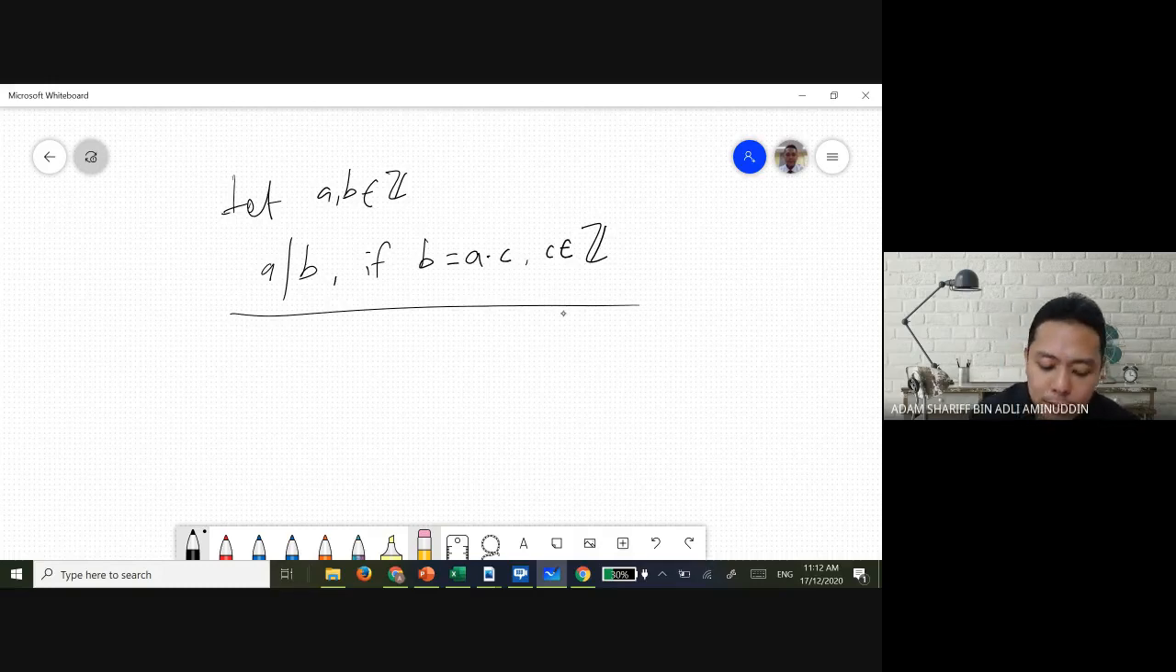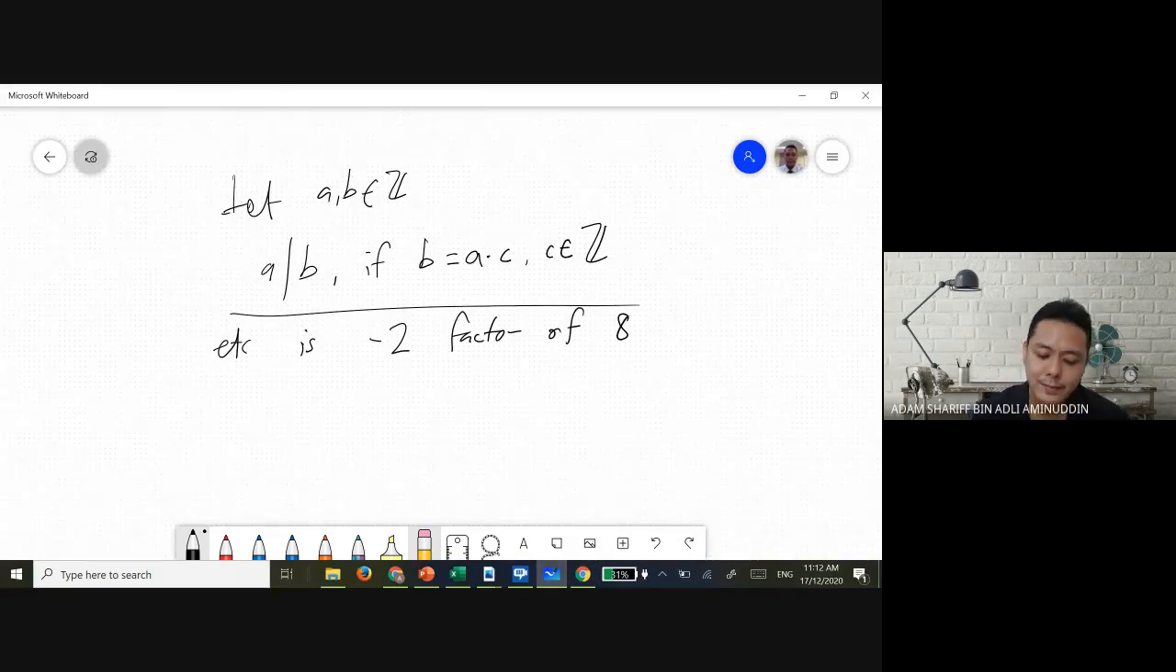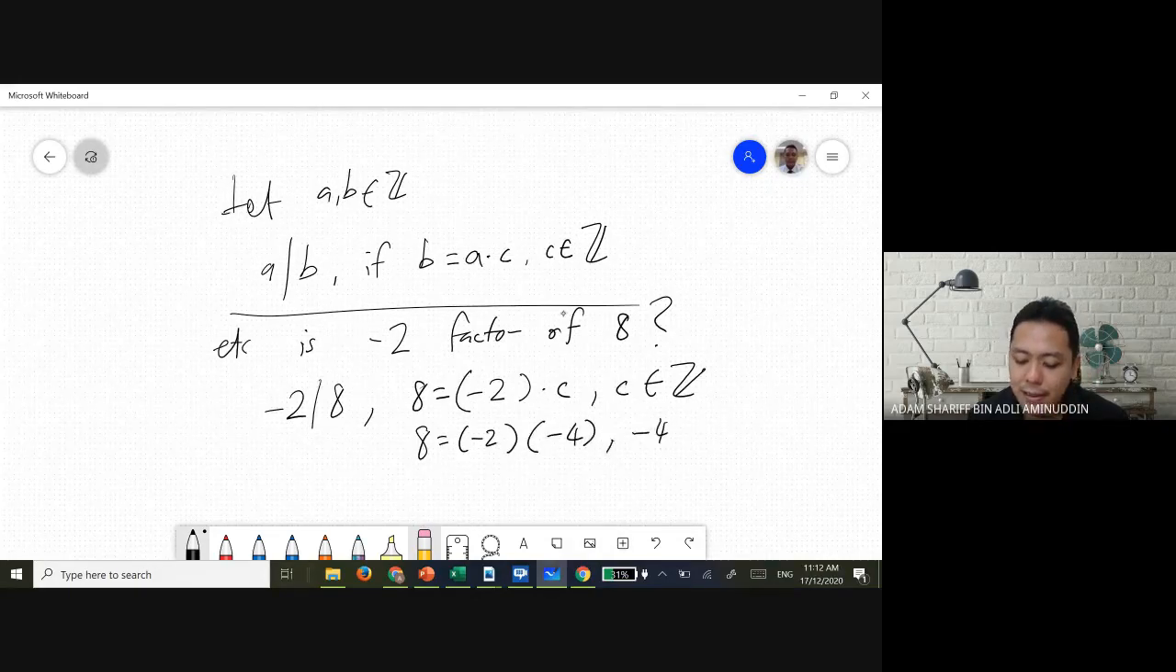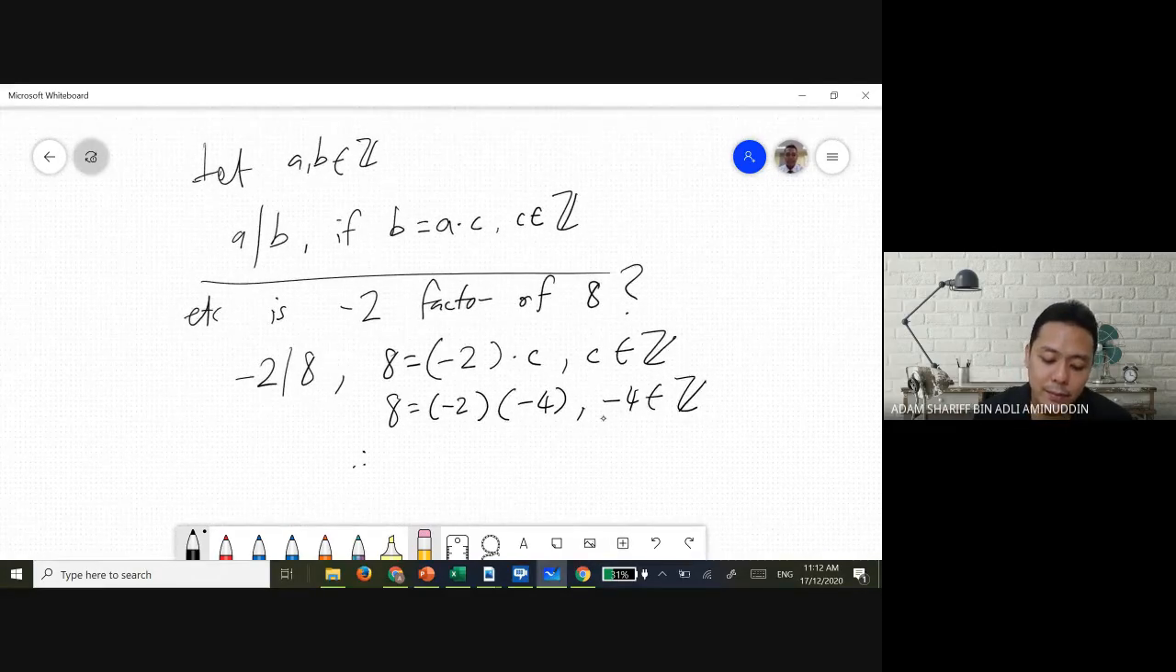Okay. Example, is negative 2 factor of 8? Wujud tak negative factor? Negative 2, if it's a factor of 8, then 8 can be represented as negative 2 times C, and C is an integer. And based on this definition, 8 equals negative 2 times negative 4. Of course, negative 4 is indeed an integer. As a result, negative 2 is indeed a factor of 8.